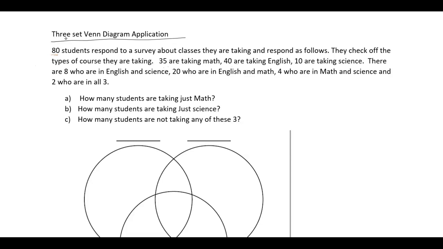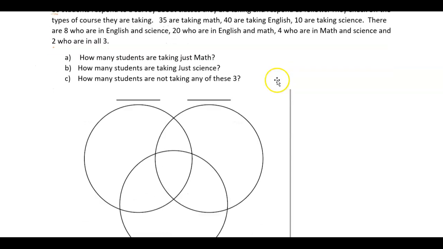So this is like the totals, and here within those totals, 8 of them were in English and science, 20 were in English and math, and 4 who were in math and science. And there were actually 2 students who were in all 3 courses. So the question is, how many were taking just math? That gets really convoluted here. We're going to have to look at this, and you look at it backwards.